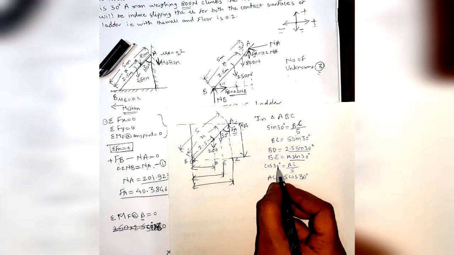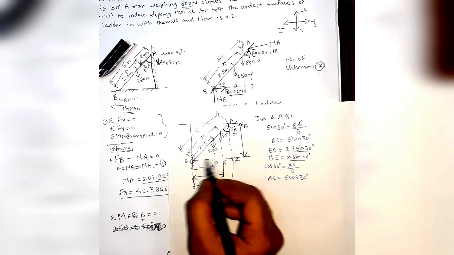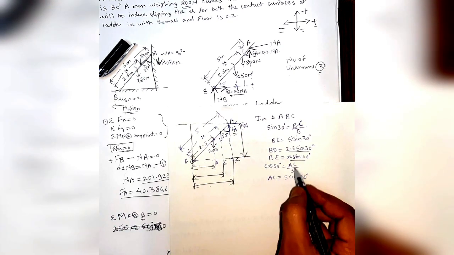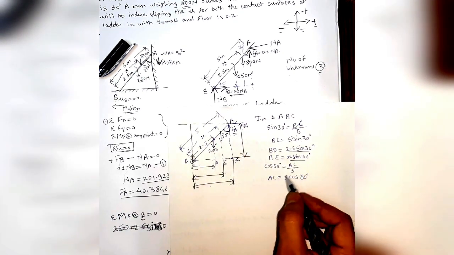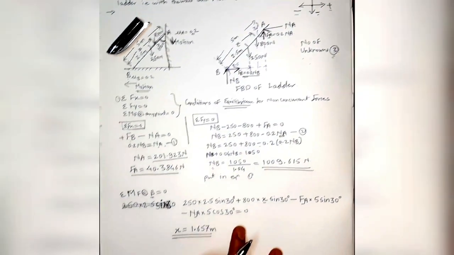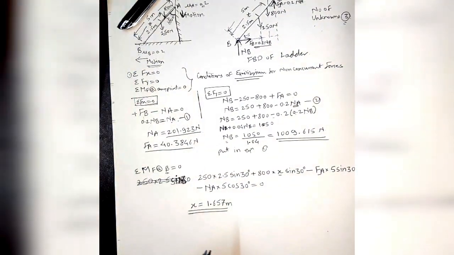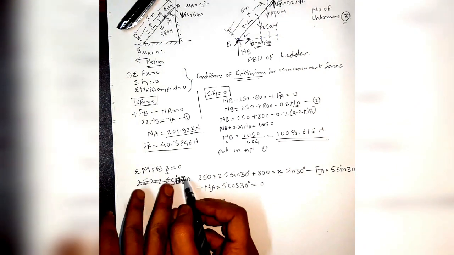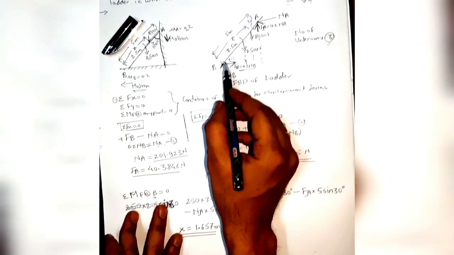Okay, then for this distance AC we have to use the cos trigonometric function. So cos of 30 degrees will be adjacent side divided by hypotenuse, so that will be AC divided by 5. So you can write AC is equal to 5 times cos of 30 degrees. Okay, so that will be the calculation for the distances, and then we can write the equation for moments. Okay, so we are going to take the moment at point B.